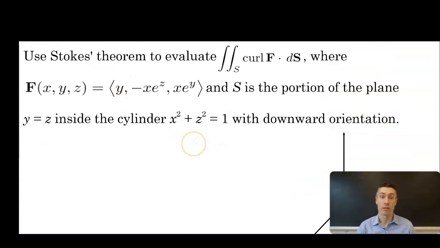Now going in the other direction, evaluate the surface integral of the curl of the vector field y, negative x e to the z, x e to the y, where S is the portion of the plane y equals z inside the cylinder x squared plus z squared equals 1 with downward orientation. So this is telling us it's probably going to be easier to evaluate the line integral instead.